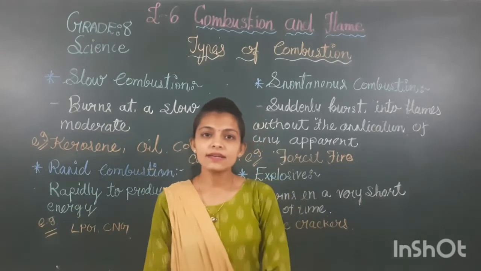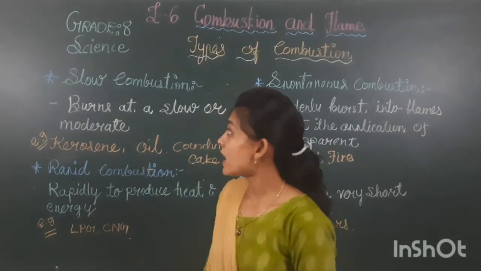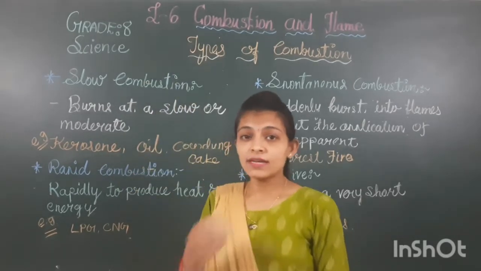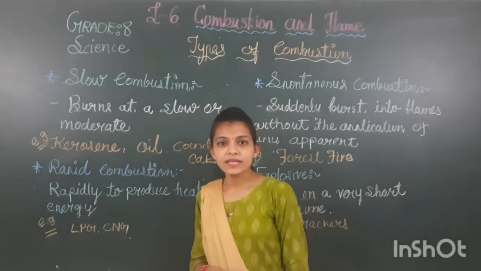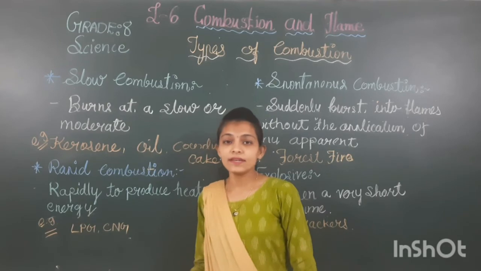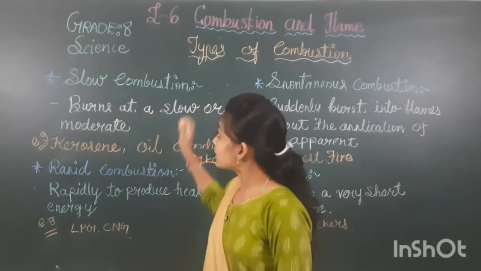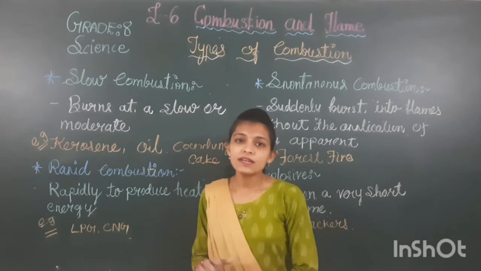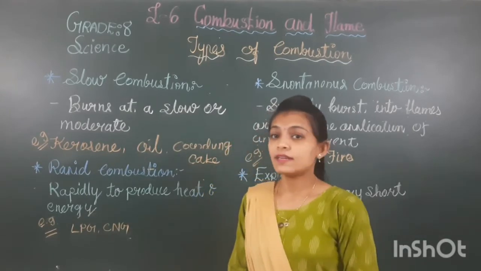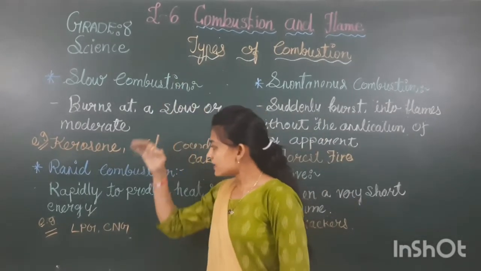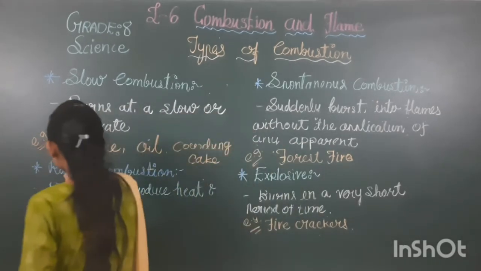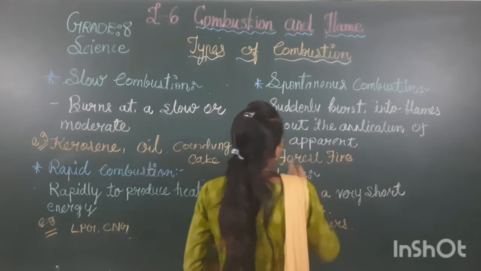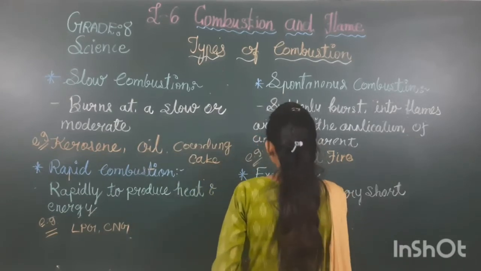Students, let's start our next topic, that is types of combustion. Previously we had seen what is combustion, combustible material, non-combustible material. Now I am going to explain to you types of combustion. Generally there are 4 types of combustion: slow combustion, rapid combustion, spontaneous combustion, and the explosive combustion.